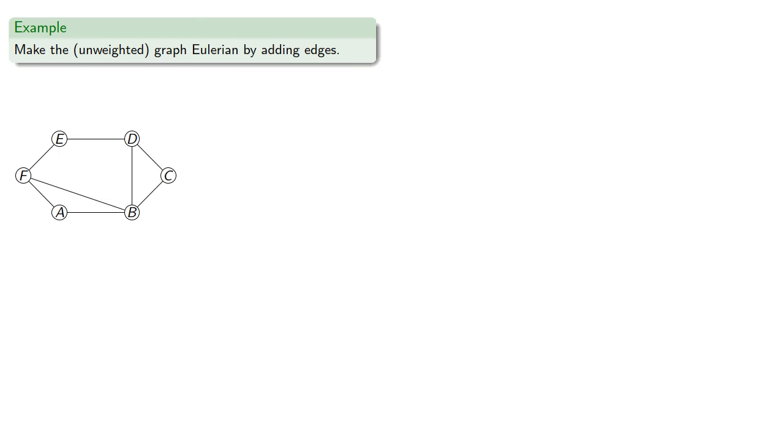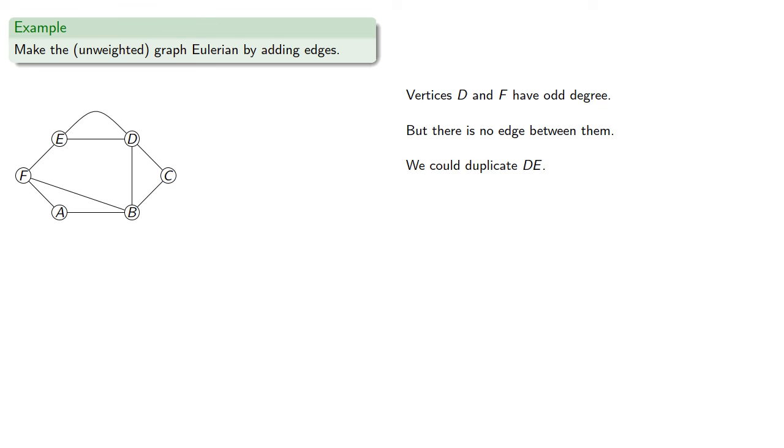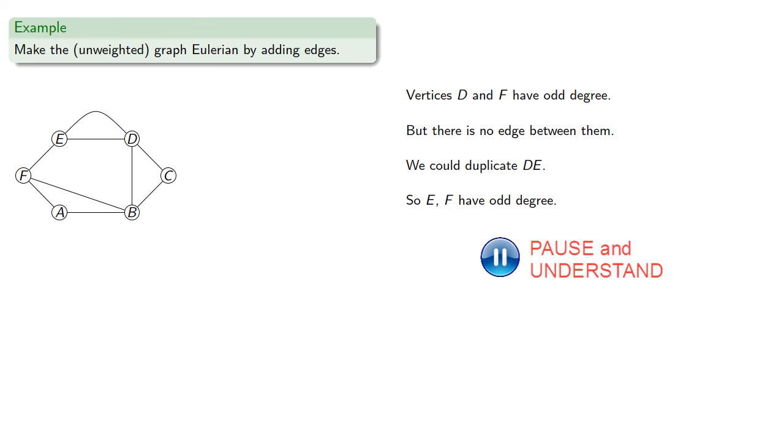Or consider a graph like this. So vertices D and F have odd degree, but there's no edge between them, so we can't duplicate an edge that doesn't exist. On the other hand, we could duplicate DE, and so now E and F have odd degree, and we duplicate EF. And now all vertices have even degree.